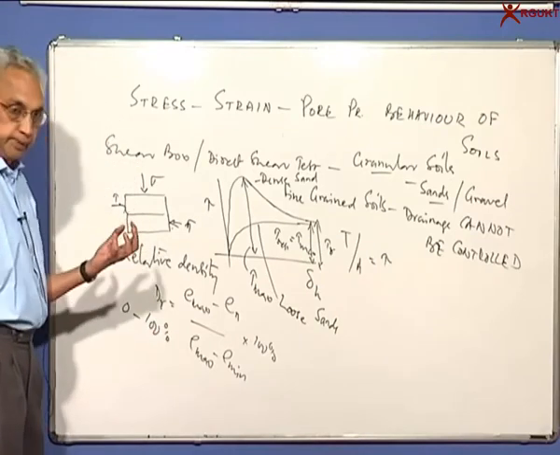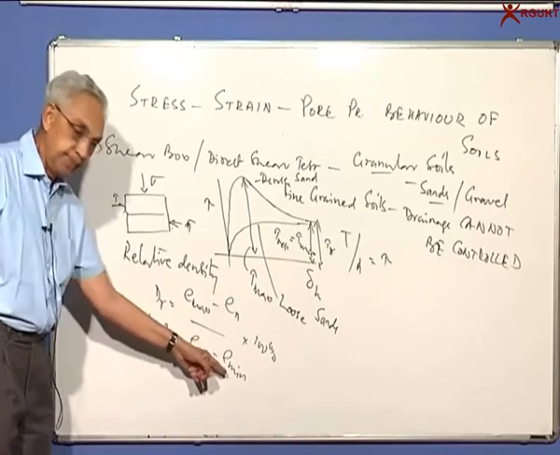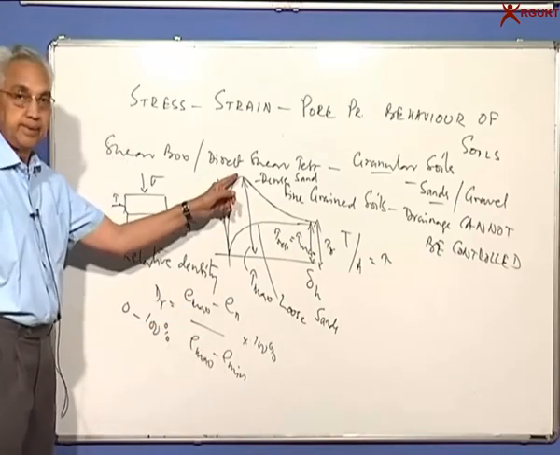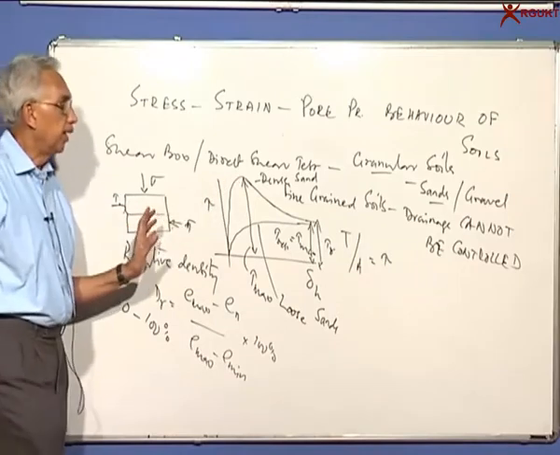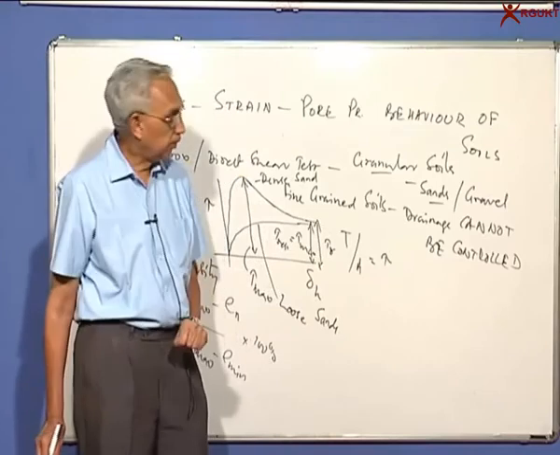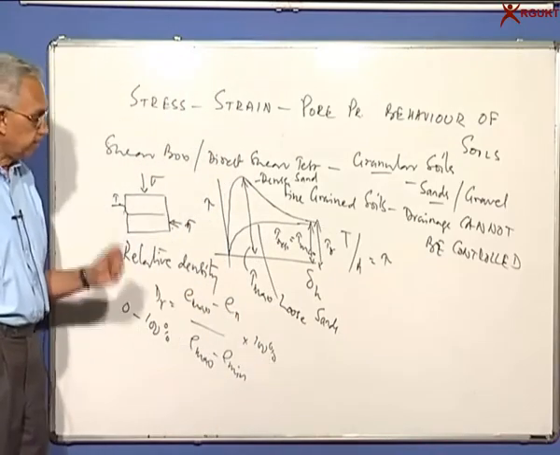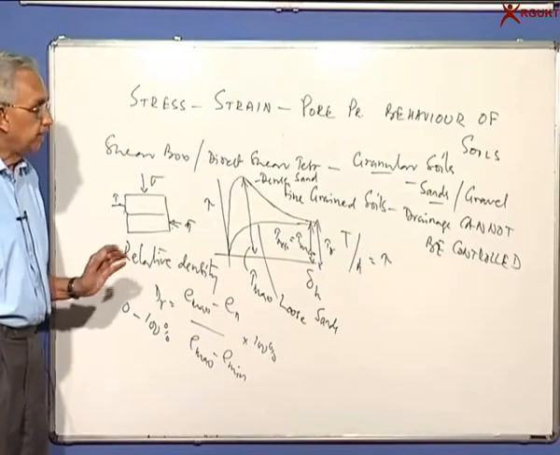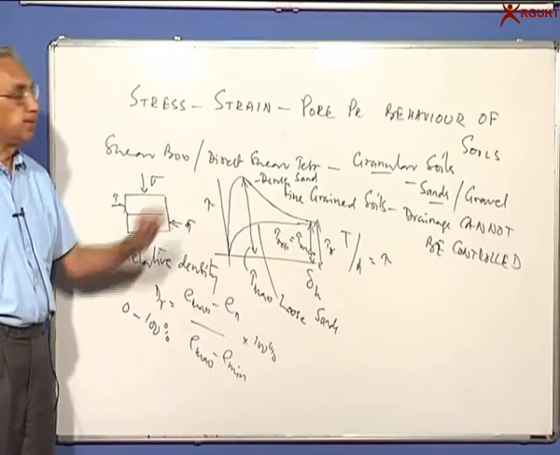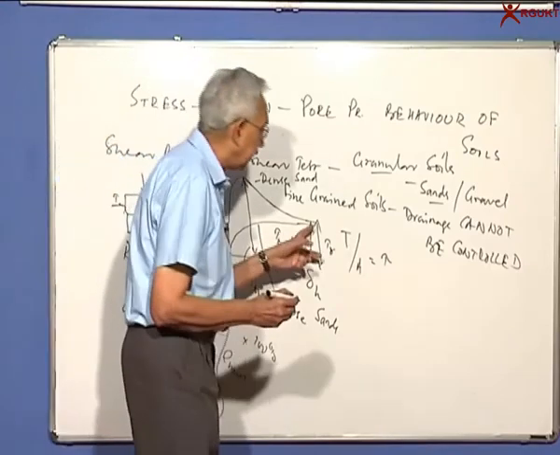So if you are able to compact the sample to the densest state, you will get this clear peak, but under large strains it reduces to a very small value. Whereas if I have a loose sand and I try to carry out a shear test, it gradually increases in strength and reaches the ultimate. So this is sometimes called the critical state.